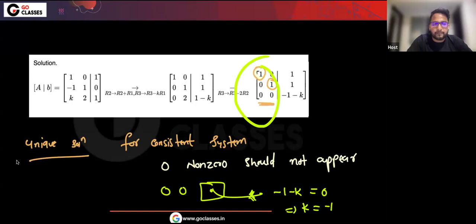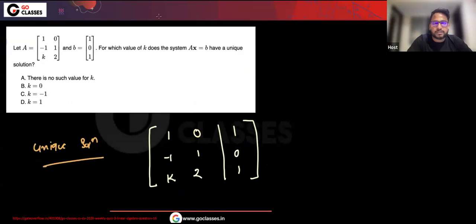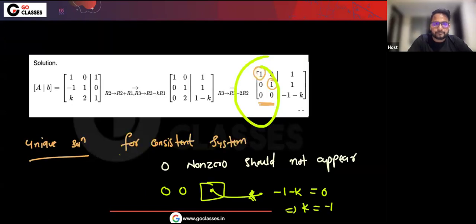So what is the answer here? Yes. So the answer is k should be -1. Okay. It is an easy question. Let me know if there is any doubt in this question. Okay. So k should be -1. So C is the correct answer here. Yes. Now let's just move to the next question.